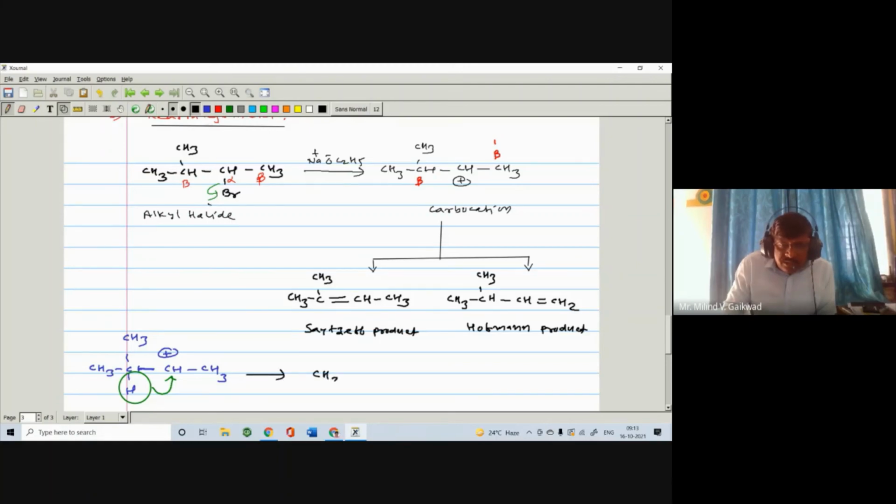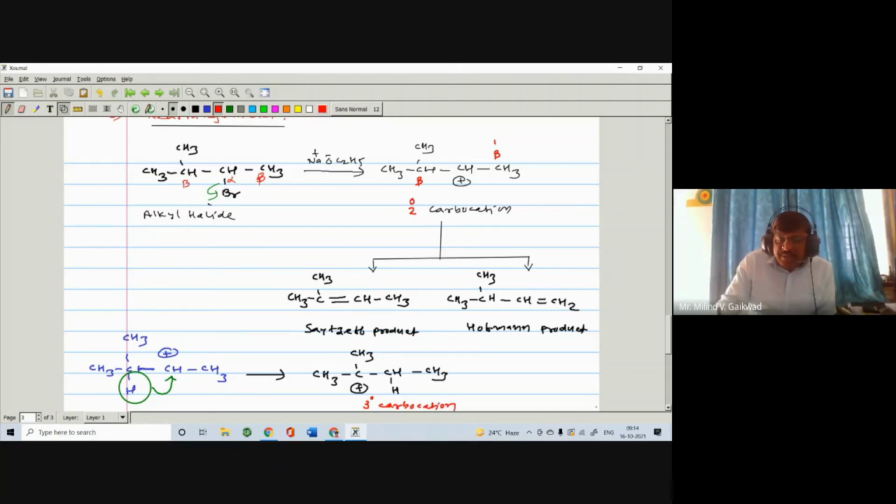So here you get CH3, C, CH3, with C becoming positive, and the H has attacked, and here is a CH3. You observe that firstly it was a secondary carbocation; I will label it here as secondary carbocation. But in the next one, we see that the carbon having the positive charge is directly attached to three carbons. So it is a tertiary carbocation.